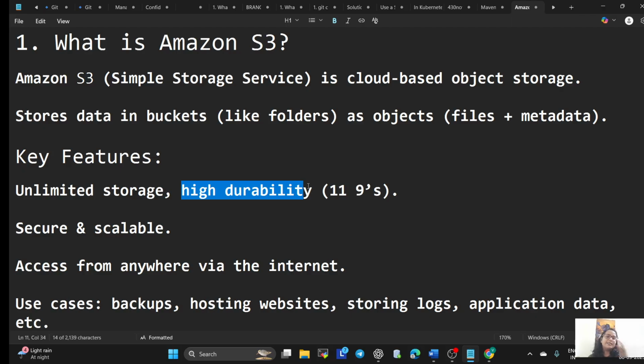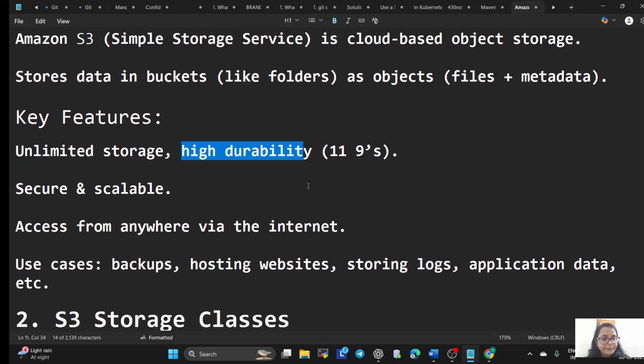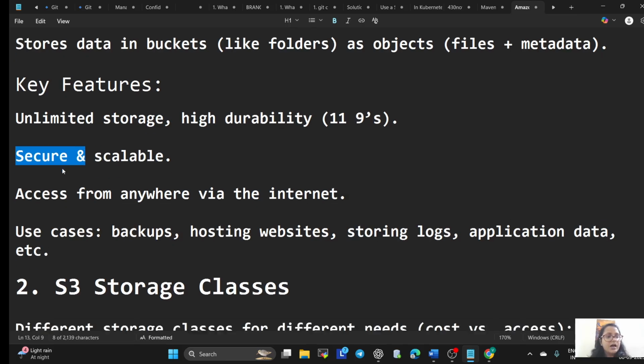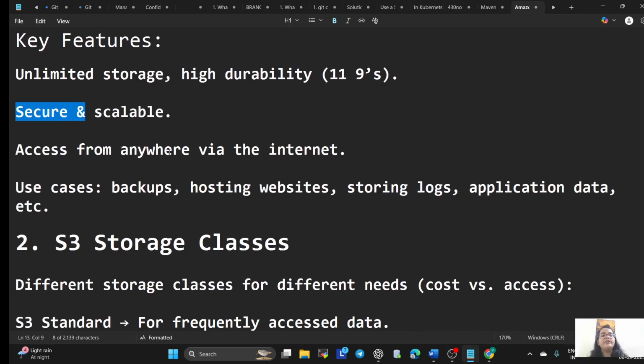And the second thing is high durability. High durability means in Amazon S3, billions of people are using it, and there is 0.0001% chance of failing. So durability is very good. The next thing is secure and scalable. Why secure? Because it has provided us too many features to secure our things, that I'll discuss later on. And scalable is nothing but we can change its size, that we already discussed. Okay, now the third thing is access from anywhere via the internet.